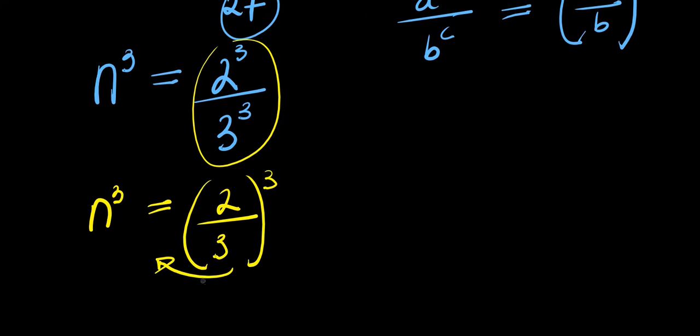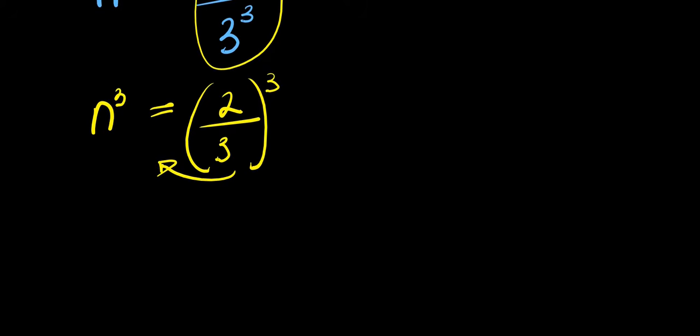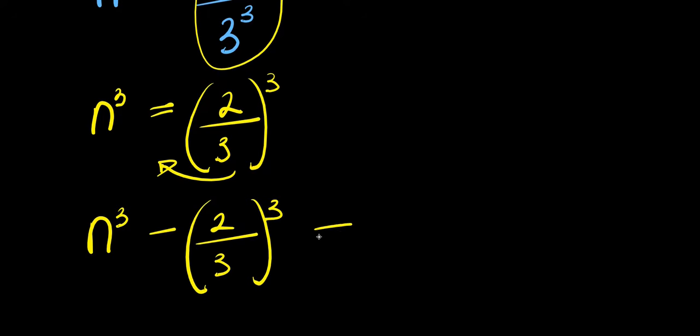We can then push this over here. We are then going to have n power 3 minus 2 divided by 3 raised to the power of 3, and this equals 0. So at this particular point, this is power 3, this is power 3.